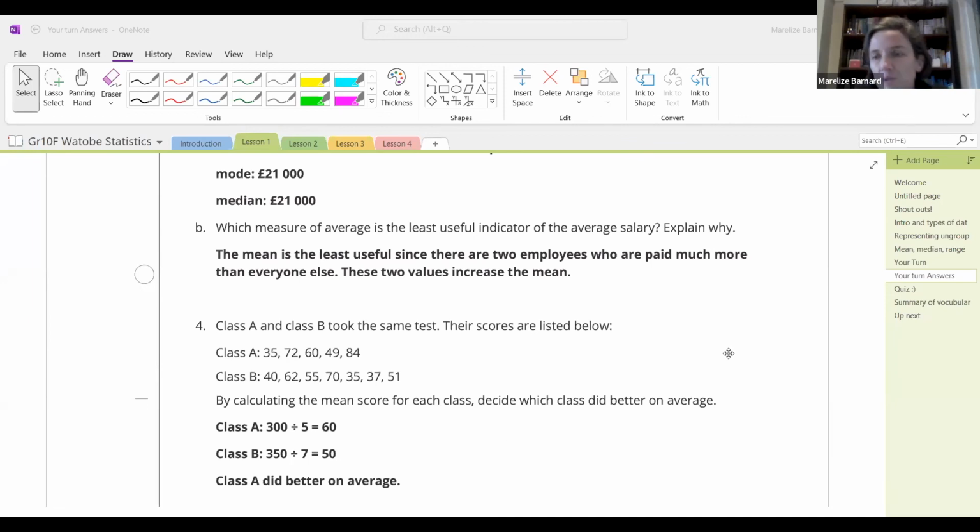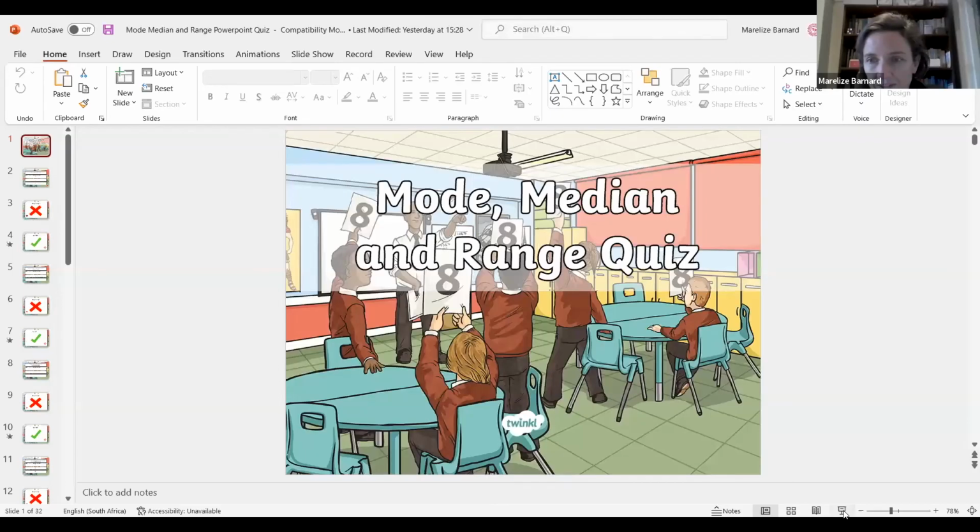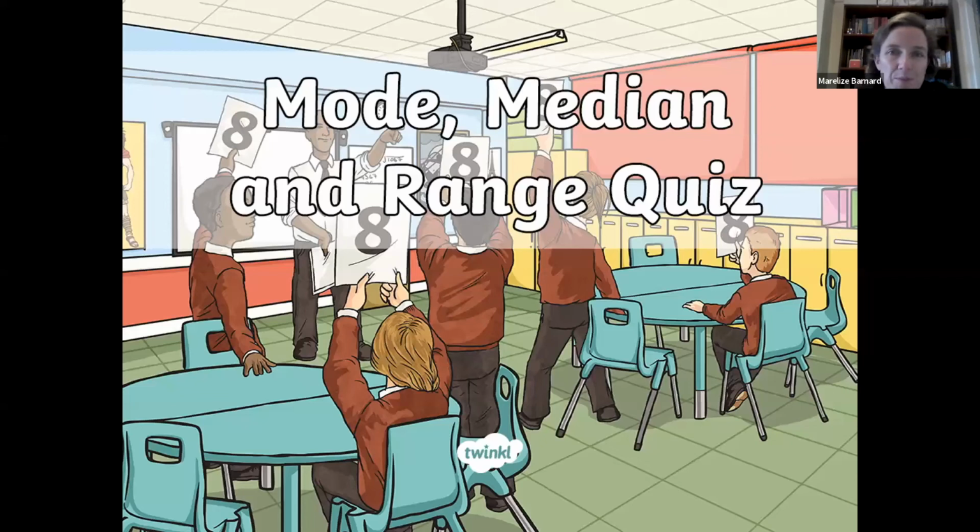So we've got one more little activity that we are going to do. And I'm just going to stop screen share for a second and switch screens. Yeah, this one. Okay. So this one is about the mode, median, and range. So just a little quick class quiz we're doing for as long as time allows.